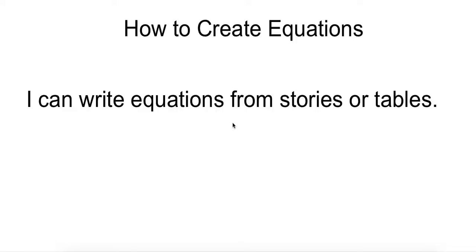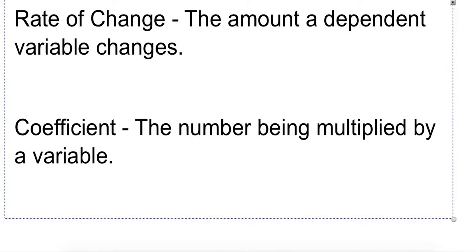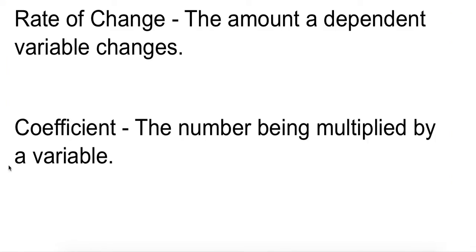In this video, we're going to go over a quick little review about how to write equations from stories or tables. Now, before we go into this, I want to talk about a couple definitions. The first of which is rate of change, or the amount a dependent variable changes, and coefficient, the number being multiplied by a variable. And actually, you should know as you're copying these two definitions down, these two are the same thing. Rate of change and coefficient are the same thing when you put them into an equation.